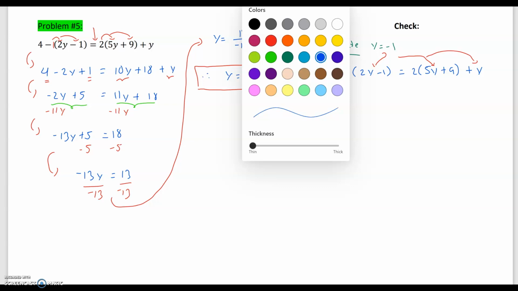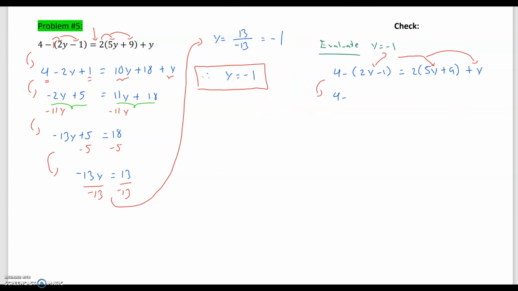So on the left hand side, we're going to have a 4 minus a 2 times negative 1 minus 1. This is equal to 2 times 5 times negative 1 plus 9 plus a negative 1. So on the left, we have 4 minus a negative 2 minus 1. And on the left, this is 4 minus a negative 3, or 4 plus 3, or 7.